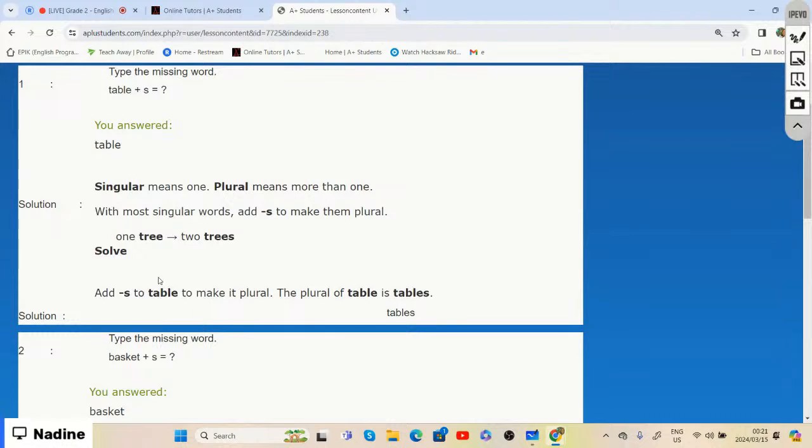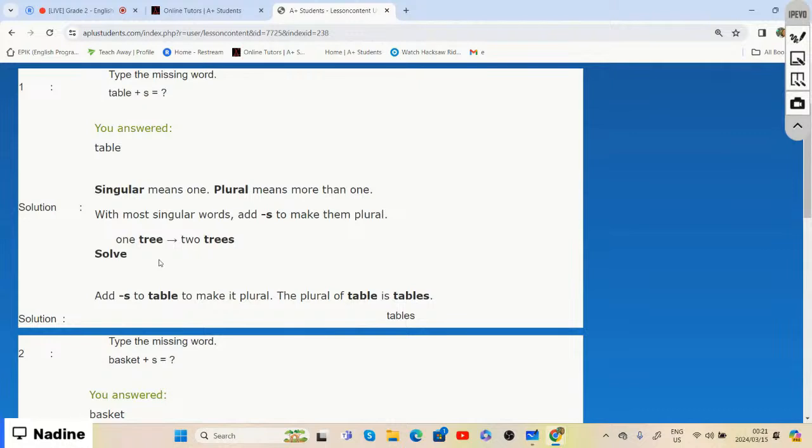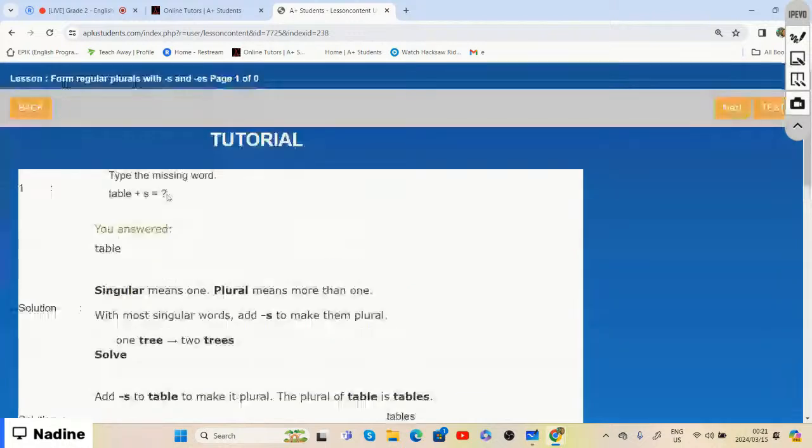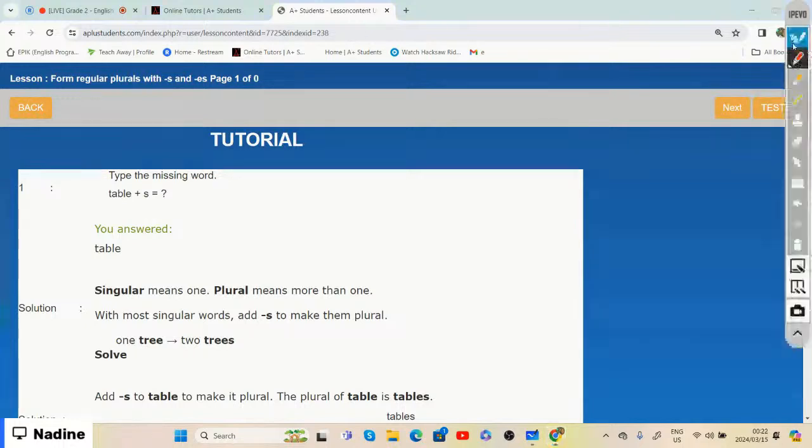Right? And if we look at this, it says we need to type in the missing word. Table plus S. If we add an S to make that word plural to show that it is more than one, we have one table. As soon as we add an S to show that it's plural, then what is that word? Table plus S. If we add an S to the word table, then what would it be?